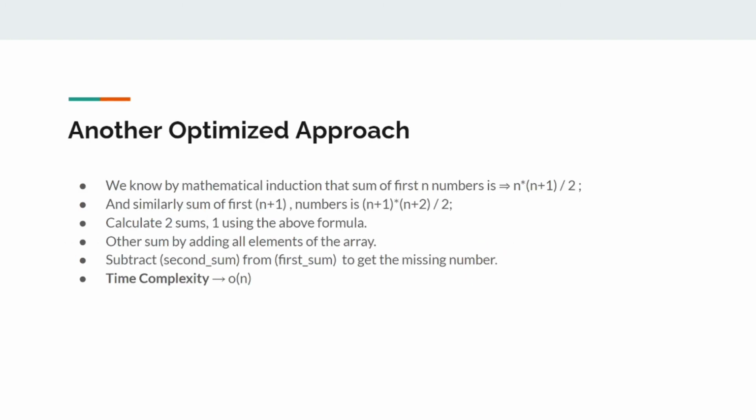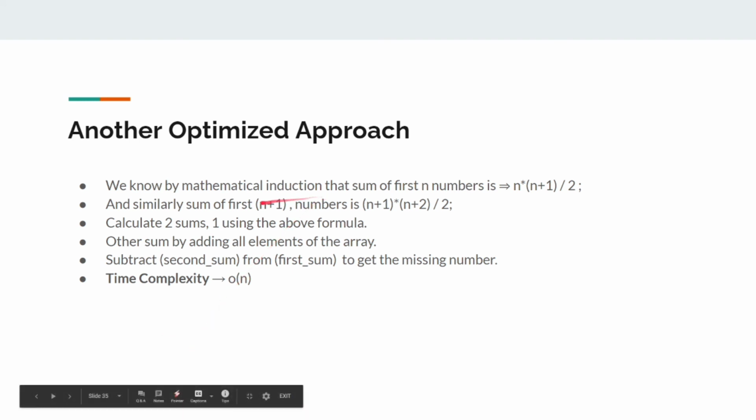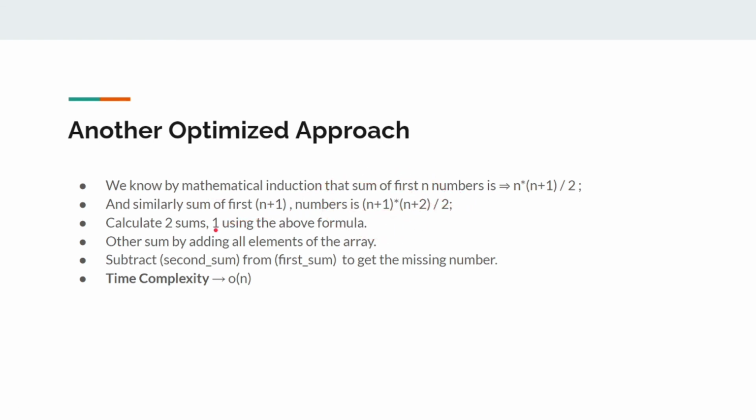Now there is another optimized solution possible for this particular question. I will discuss it with you and you can try to implement it on your own. We know by mathematical induction that the sum of first n natural numbers is n into n plus 1 by 2. But if we have the first n plus 1 numbers, the sum becomes n plus 1 into n plus 2 divided by 2. So this is the sum that we have for the first n plus 1 numbers. We can use this formula to calculate the sum. This becomes our first sum.